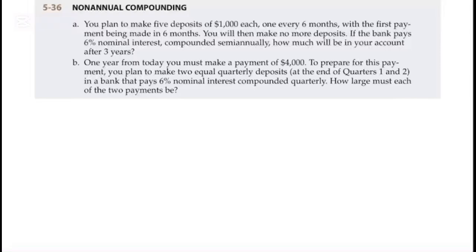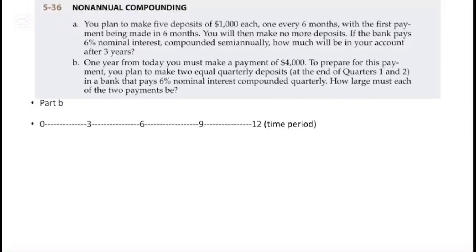So in part B, the question says that 1 year from today, you must make a payment of $4,000. To prepare for this payment, you plan to make 2 equal quarterly deposits at the end of quarters 1 and 2 in a bank that pays 6% nominal interest compounded quarterly. How large must each of the 2 payments be? So we have to find PMT for quarters 1 and 2, which are equal.